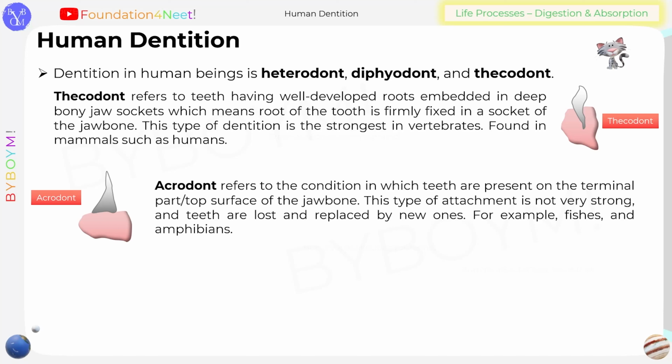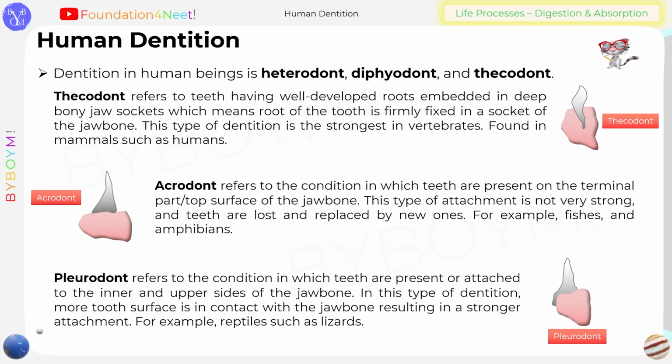Now in contrast to this, Acrodont refers to the condition in which teeth are present on the terminal part or on the top surface. So this type of attachment would not be that strong and the teeth are lost and replaced by new ones. We have already discussed this. In Polyphyodont, fishes and amphibians have this type of dentition. What is Pleurodont? It refers to the condition in which teeth are attached to the inner and upper sides of the jawbone. In this type of dentition, more tooth surface is in contact with the jawbone, resulting in a stronger attachment. Example, reptiles such as lizards.